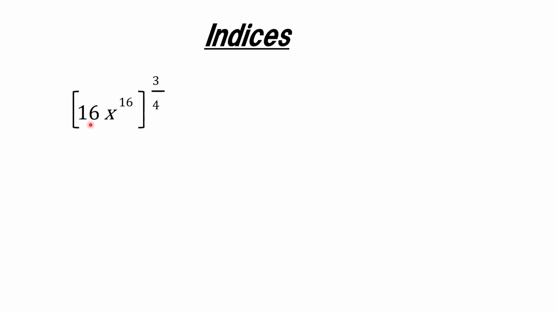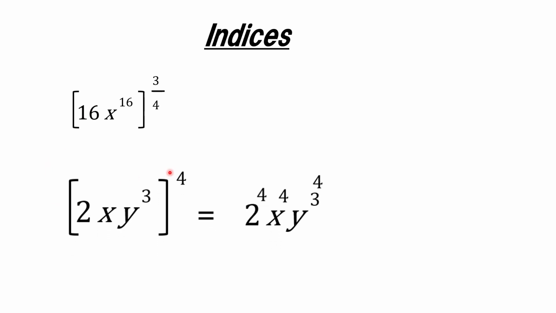Oh, this is good. Just like I said before, if you have many things inside, and it's all to the same power, we split the power. Just like this. Just like we did here. Do you remember? We gave the 2, we gave it a 4. The x, we gave it a 4. The y to the power of 3, we gave it a 4. So we will do the same thing. But before we start, 16 is 2 to the power of 4. We just did that in the previous question because it's 2 times 2 times 2 times 2, right?